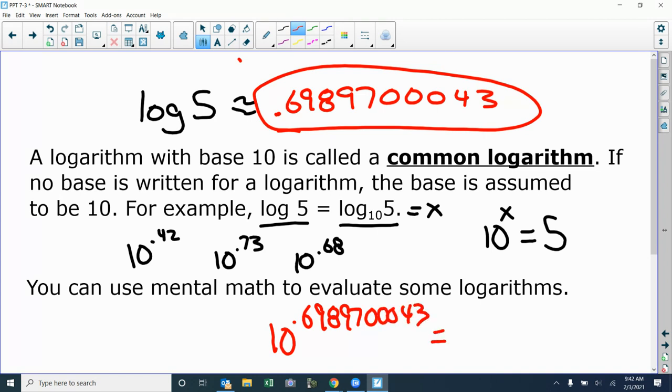What's it going to equal? Come on, somebody, impress me. What's it going to equal? It is going to be 5. Is it going to be exactly 5? Maybe not. Might be 4.999 because we're working with what kind of numbers here, ladies and gentlemen? Irrationals. What do logs solve for? Unknown exponents.